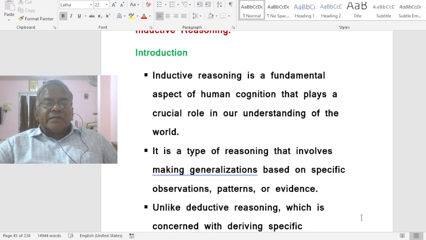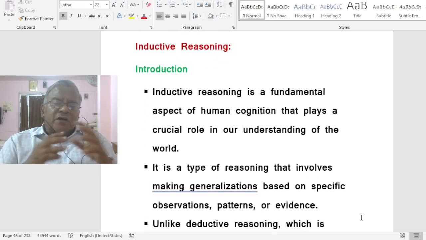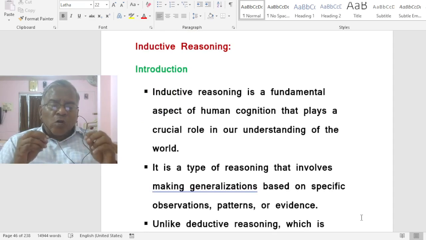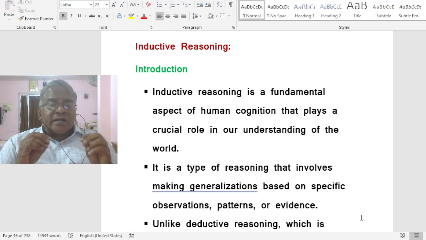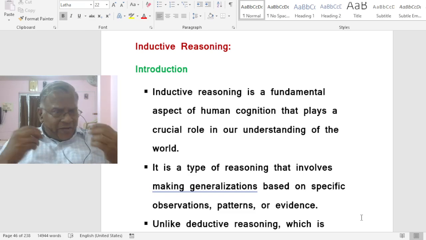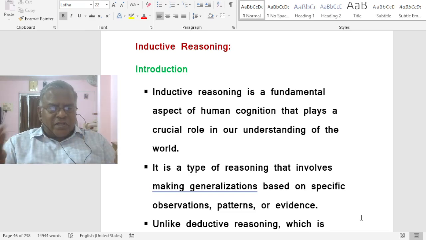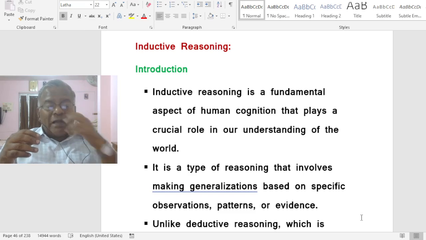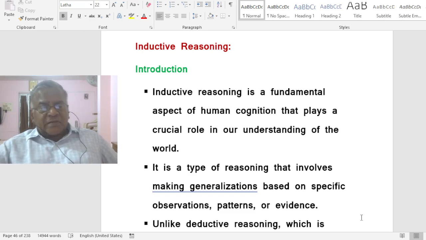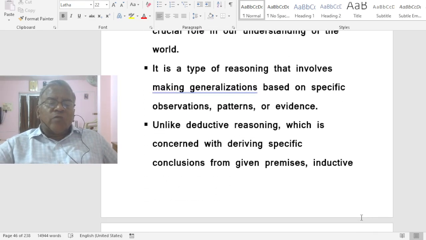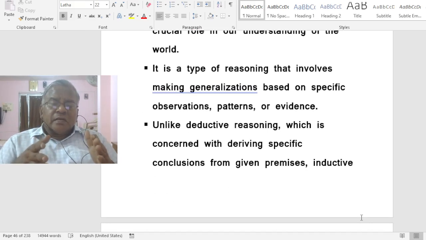Right, inductive reasoning. Inductive reasoning is a fundamental aspect of human cognition, thinking, that plays a crucial role in our understanding of the world. I mean, everybody thinks in this way only. Whether he is an educated person or uneducated person, we always have this inductive reasoning. That's a fundamental aspect of human thinking.